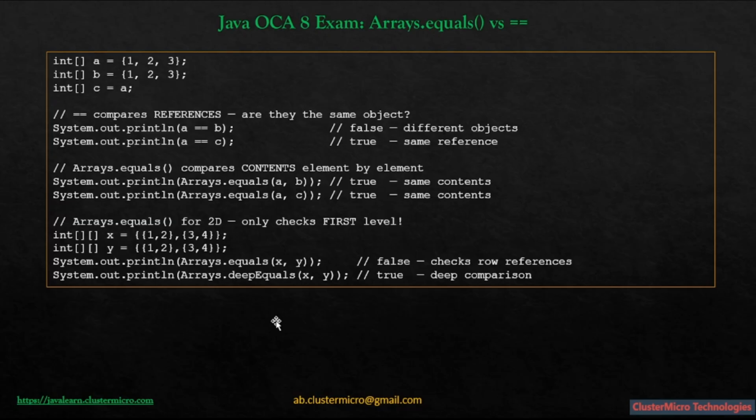Since each row in a 2D array is itself a separate array object, 2D arrays with identical values will usually return false when compared with Arrays.equals. To compare all elements recursively in a multi-dimensional array, you should use Arrays.deepEquals. In exam questions, you may see two 2D arrays with identical values compared with Arrays.equals. The result will typically be false unless both variables reference the exact same inner rows in memory.